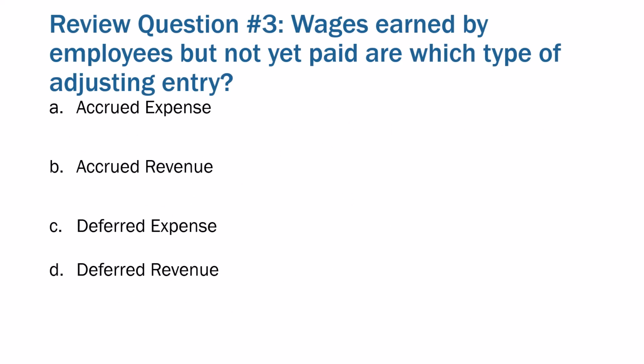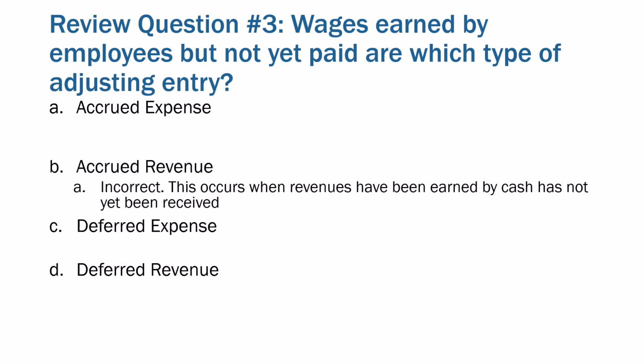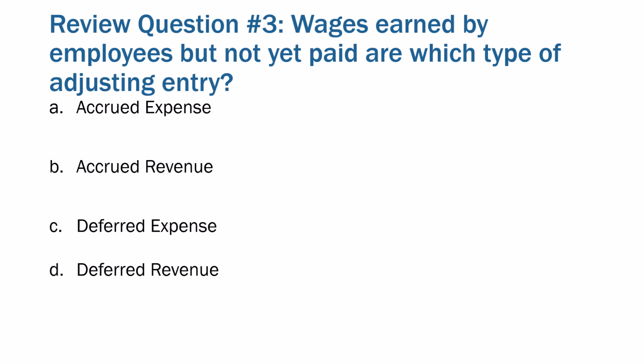Let's say that wages earned by employees but not yet paid. What type of adjusting entry are they? You can take a look at this one for a minute. You can pause it if you want. But what type of adjusting entry is wages earned but not yet paid?